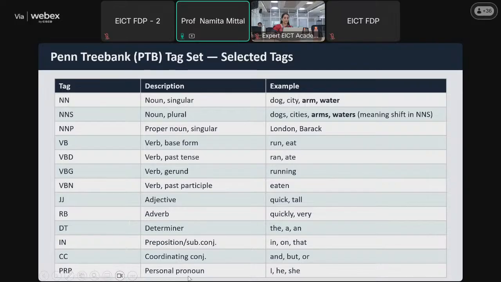PRP is personal pronoun. I, he, she, they, we. These are the personal pronouns. I hope it's clear.